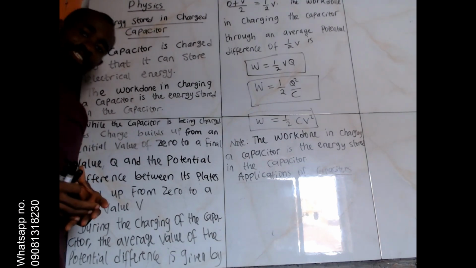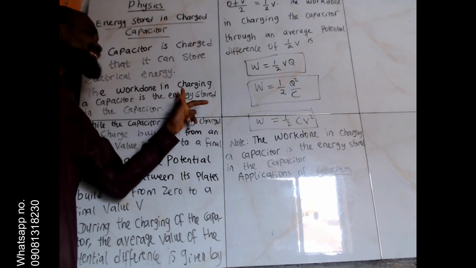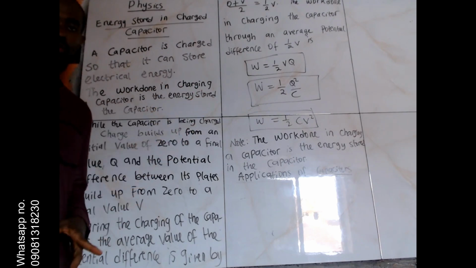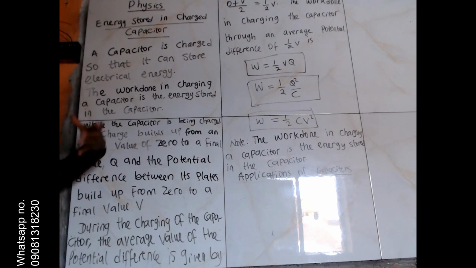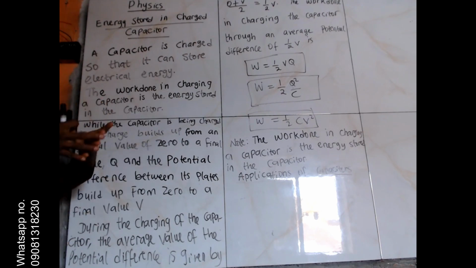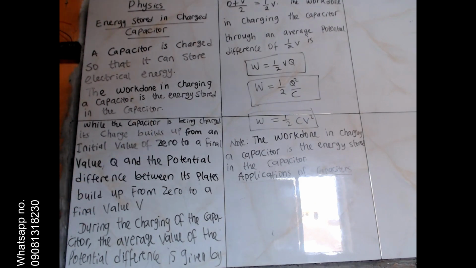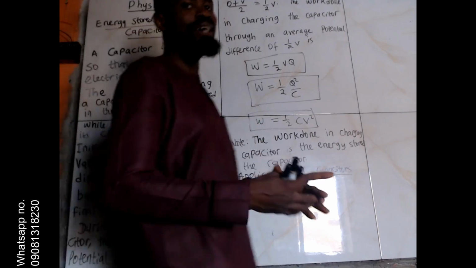Now, to charge it, we are doing work. The work done in charging a capacitor is the energy stored in the capacitor. Once you have charged the capacitor, it stores electric energy. And the work done in charging that capacitor is still the same thing as the energy stored in the capacitor. You can use equals to, you can use is. The same. The work done in charging a capacitor is the energy stored in the capacitor.